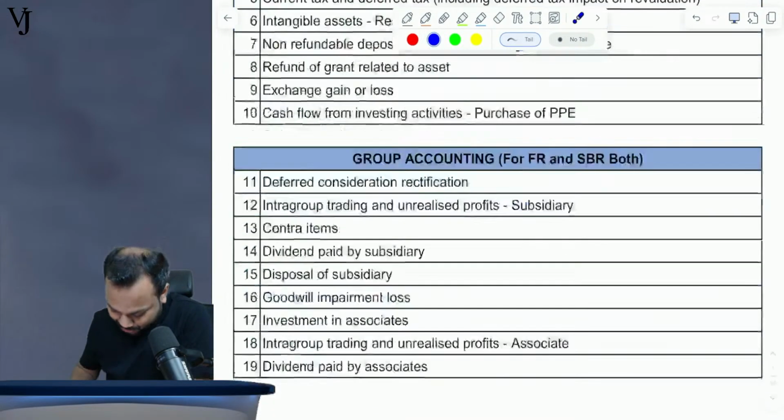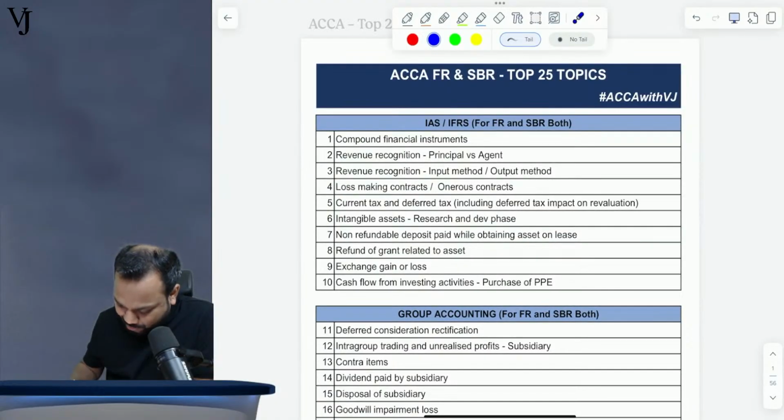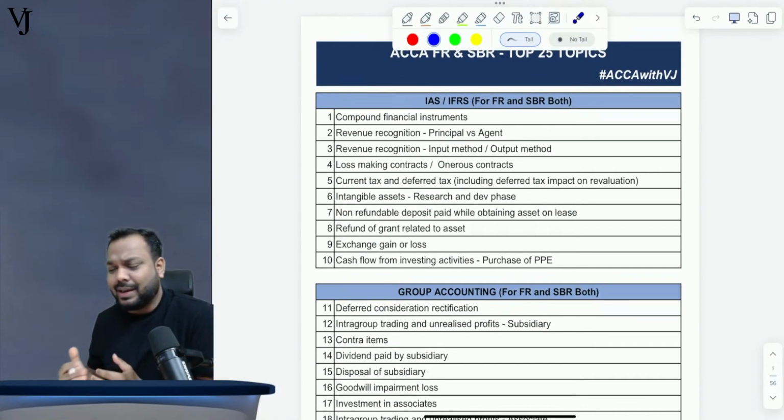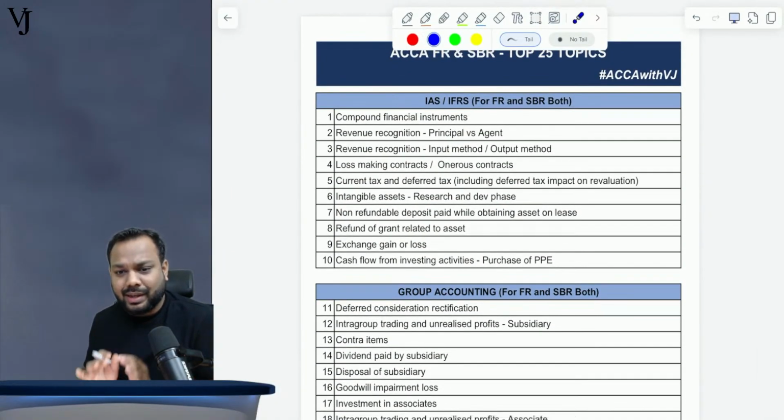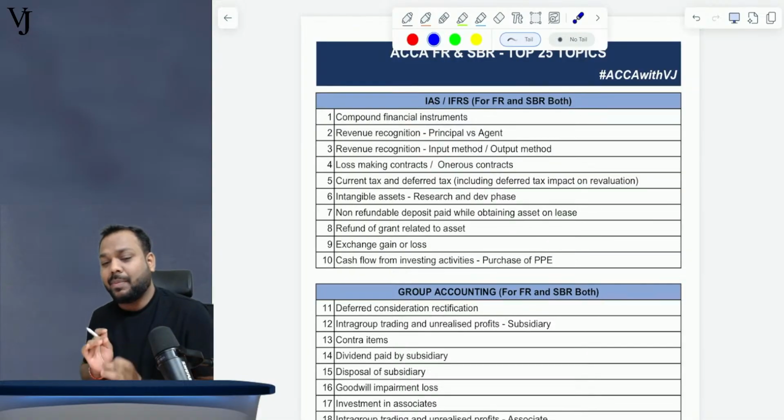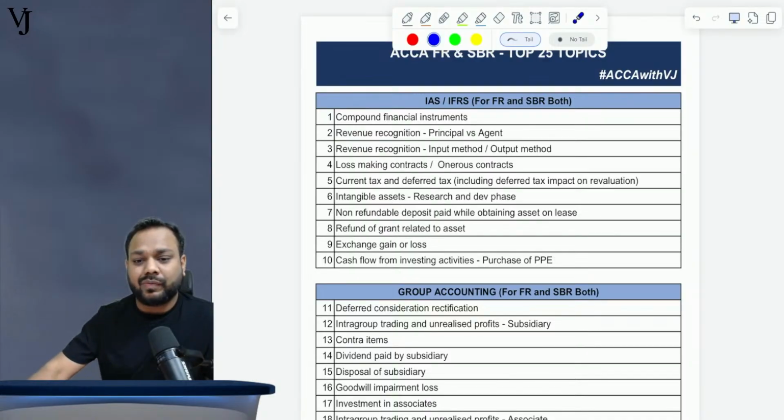So we are discussing these topics, and I believe I have already released the list before the discussion itself. Today I'll be focusing only on the discussion of these topics. Let us start the discussion now.